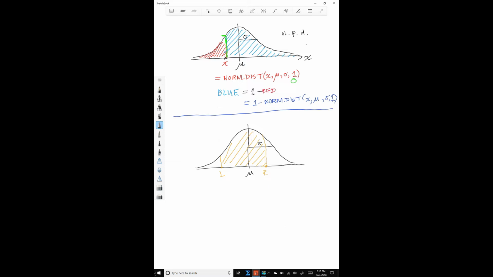Well, it's still possible to do a problem like that with no new functions, because you see, let me switch color back. I want to kind of be consistent here.